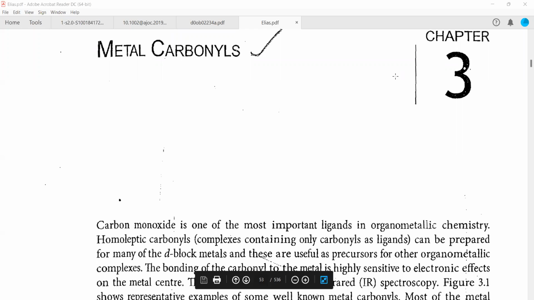So hello everyone. Today we will be discussing another chapter of organometallics. It's a very important chapter because we are going to discuss metal carbonyls.